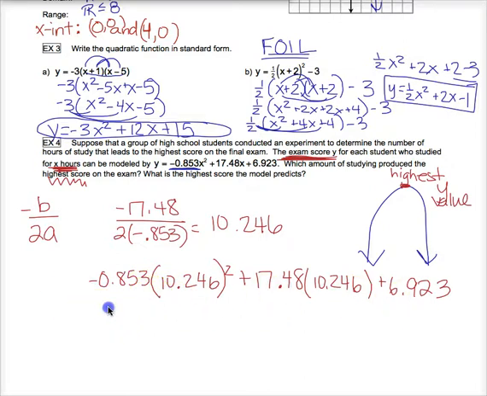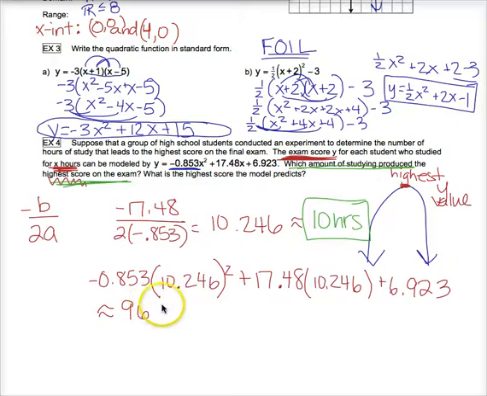You should get approximately 96. This, we're going to round because look at what the question is asking. It's saying which amount of studying produced the highest score. So that's hours. You're not going to say 10.246 hours. You're going to say about 10 hours. So that's part of the answer. And then it says, what is the highest score that the model predicts? So 96 is the highest score, would be your other answer.